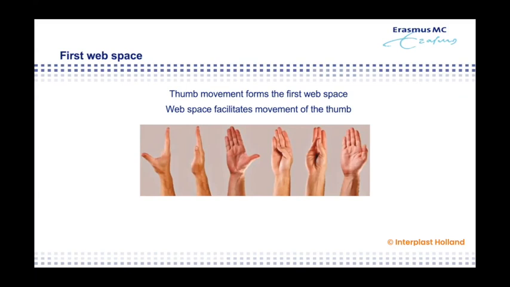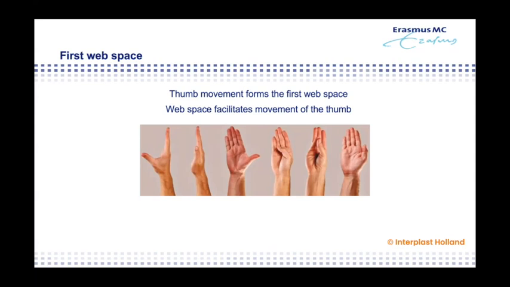So now I'll move on to the first web space, and this is the last one. I just would like to give some tips and tricks on treating the first web in an easy way. I hardly use any free flaps or posterior interosseous flaps or whatever. And it's suitable in arthrogrypotic patients and in hypoplastic thumb patients, or even in burn patients.